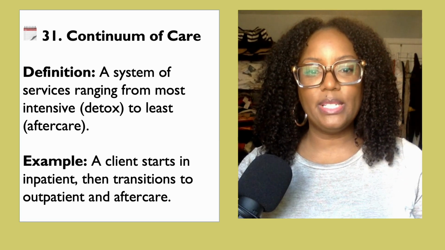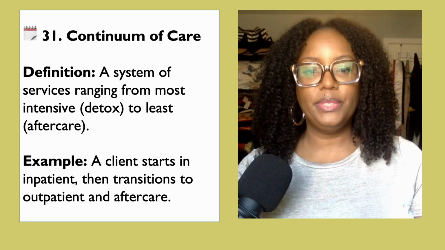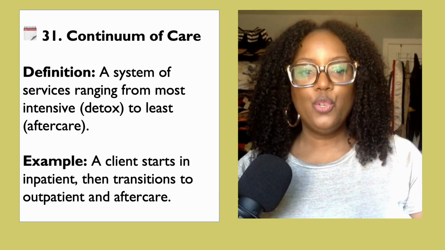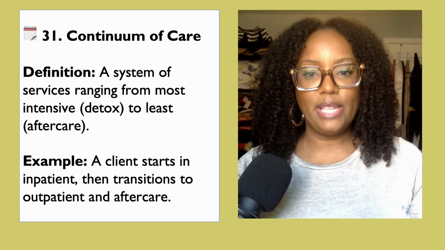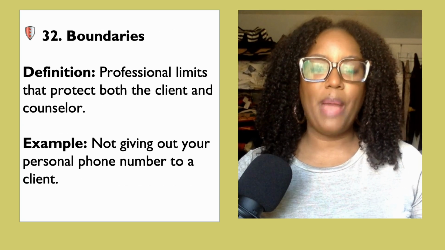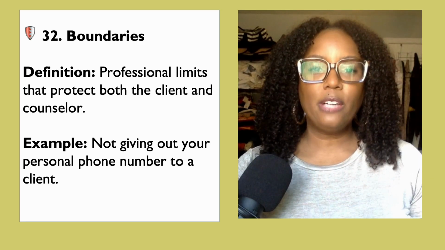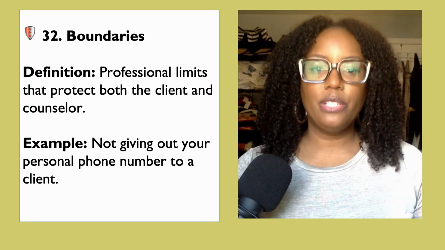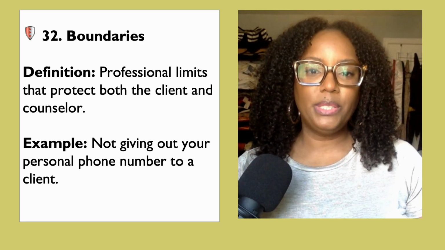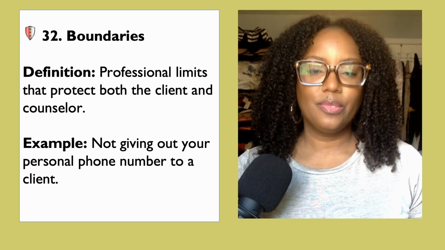Term 31 is continuum of care. It's the full range of treatment levels from detox to aftercare. You want the right level of care at the right time, depending on the client's need. Term 32 is boundaries. In reference to the clinical relationship, boundaries keep the therapeutic relationship safe, like not accepting gifts and not dating clients or previous clients.